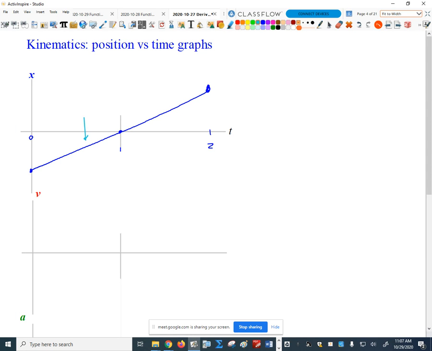Okay. What if we were to look at my speed versus time? What would that look like? Now, actually, I don't want to use the word speed. I'm going to use the word velocity. Okay. Because I know some of this is going to be a little bit hard to grapple with because you've never talked about this stuff before.